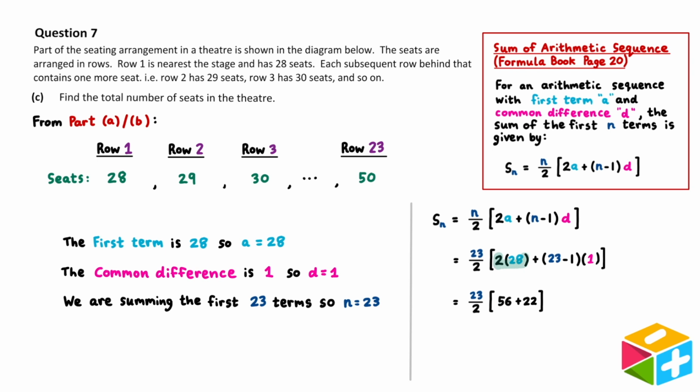2 times 28 simplifies to 56. And 23 minus 1 times 1 gives us 22. 56 plus 22 is 78. And when we multiply this by 23 over 2, we get our final answer of 897.